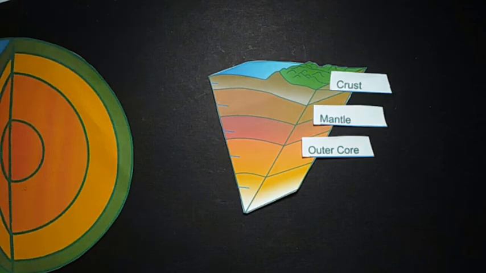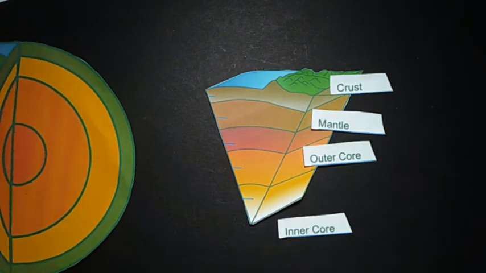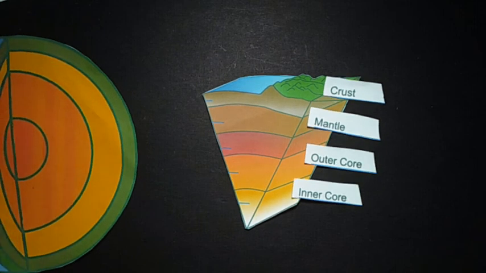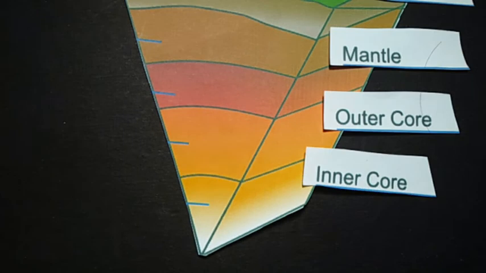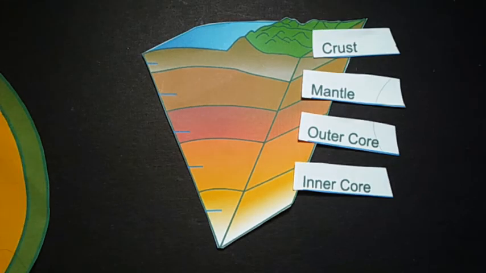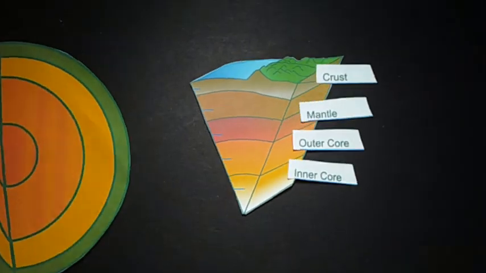And the last layer is the inner core. The inner core of the Earth is an extremely hot solid ball of metal and the hottest layer of the Earth that contains the element NiFe.